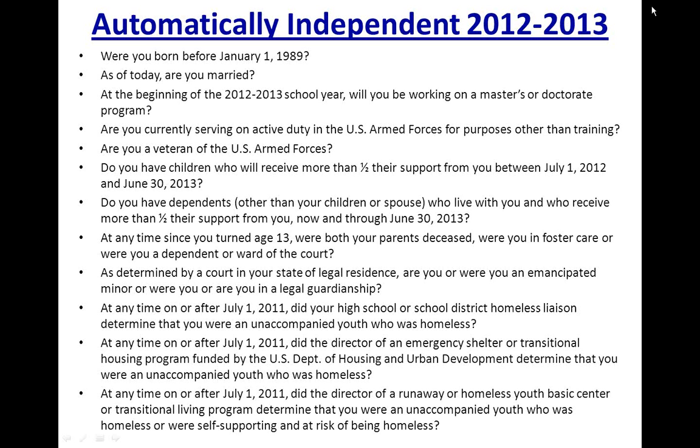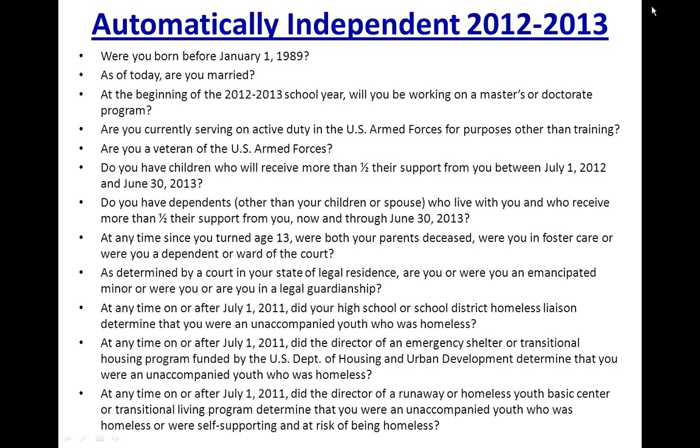Do you have dependents other than your children or spouse who live with you and who receive more than half of their support from you now and through June 30th, 2013? At any time since you turned age 13, were both your parents deceased? Were you in foster care? Or were you a dependent or ward of the court?